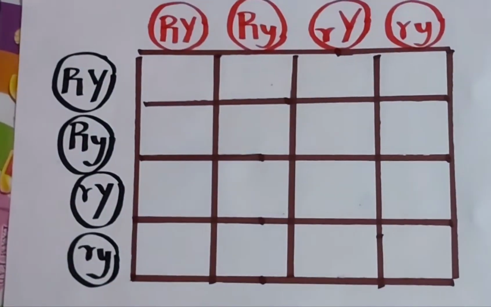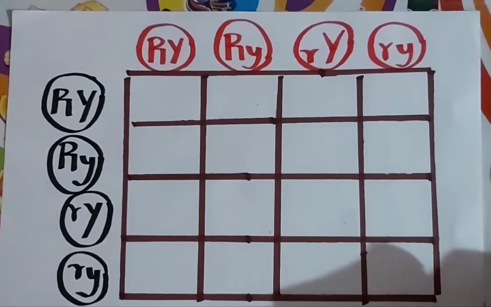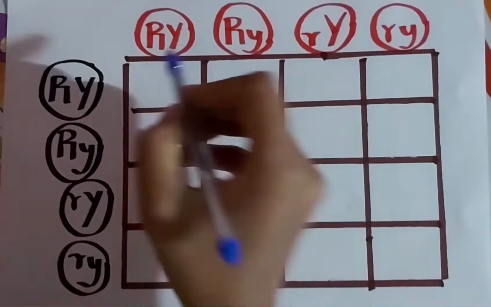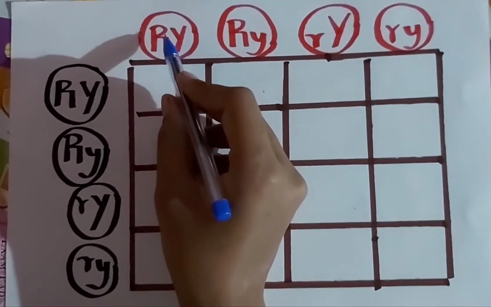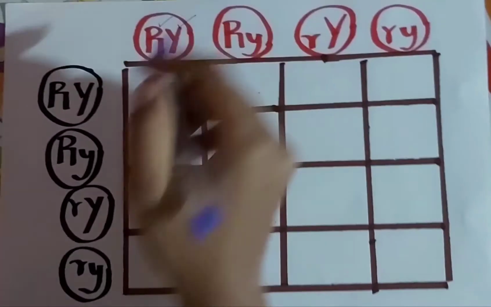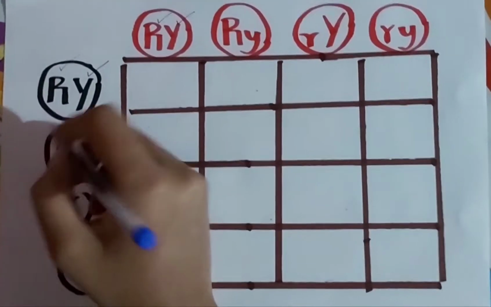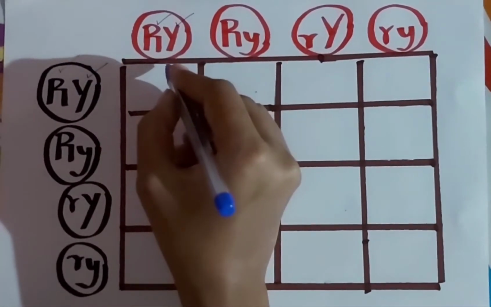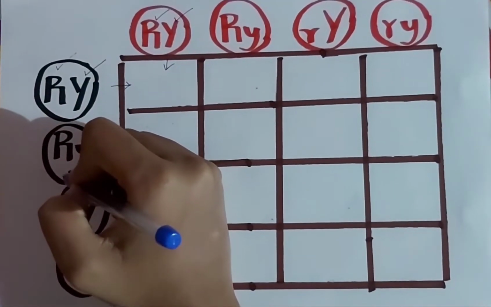So now we will study how in the Punnett square we can put the dihybrid cross. In the first box, what is there? Capital R and capital Y, and here small r and capital Y. So for the first box, you have to see this row and this column.